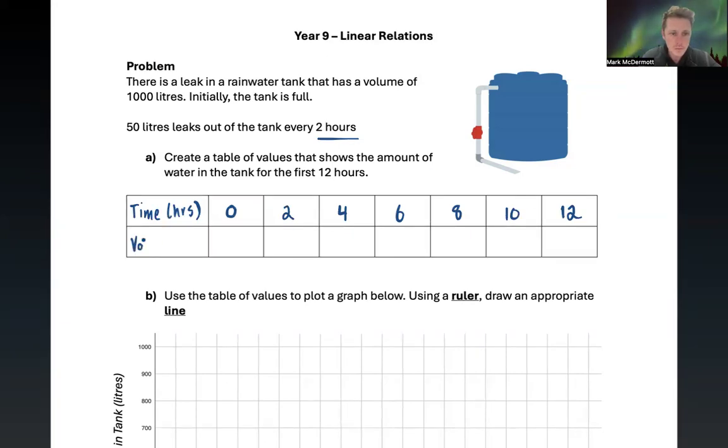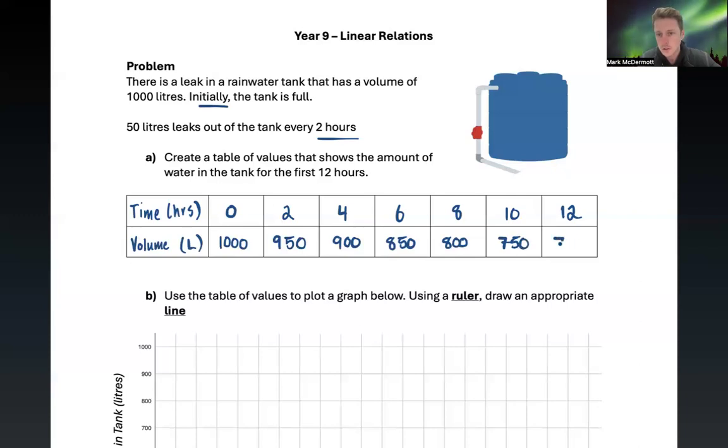So the volume is in liters. Okay, it says initially, so that means at time 0, the tank is full. So this has to be 1,000. After 2 hours, it goes down by 50. So it's going to be 950. And then it's going to be 900. It's going to go down by 50 every 2 hours. So it's going to be 850, 800, 750. And after 12 hours, it's going to be 700. Okay, so that's our table of values.